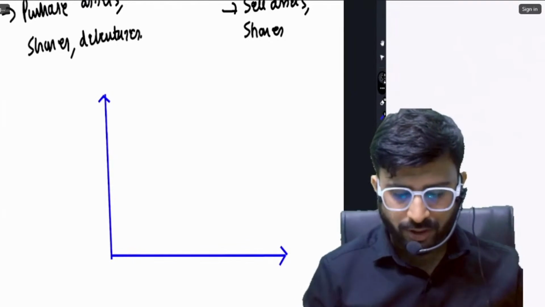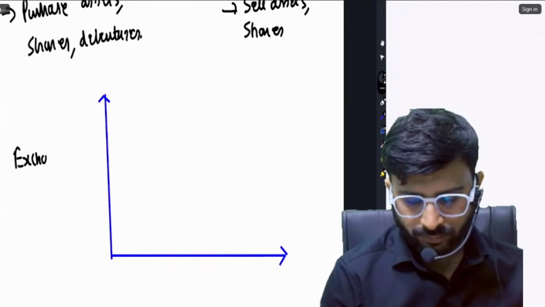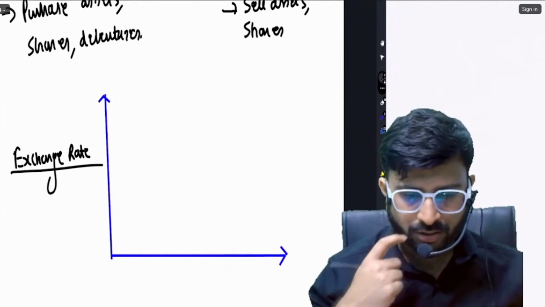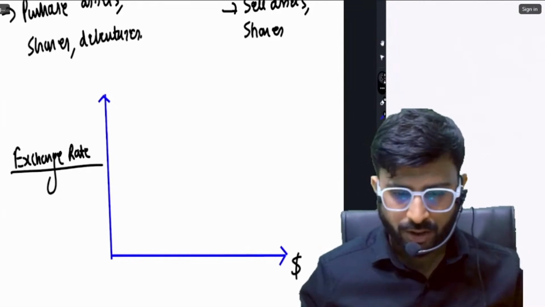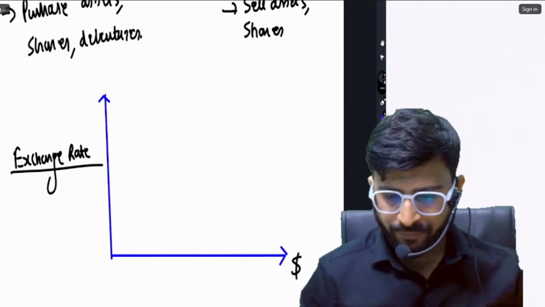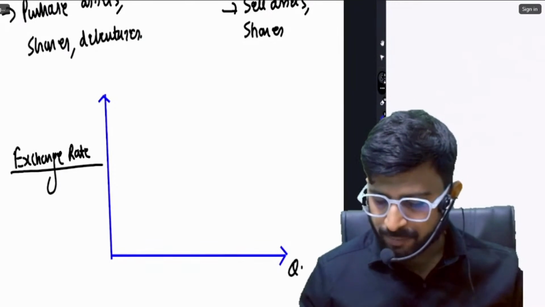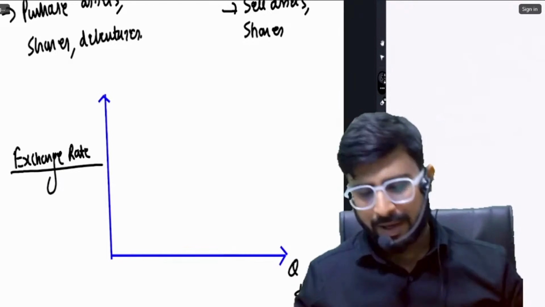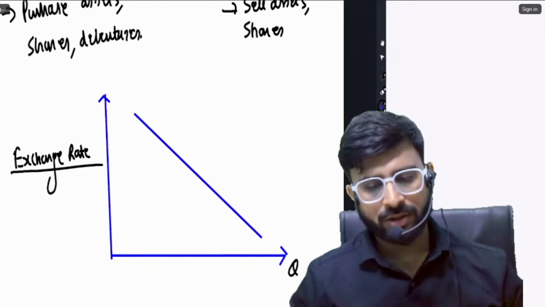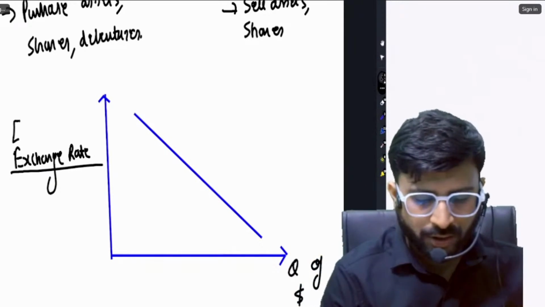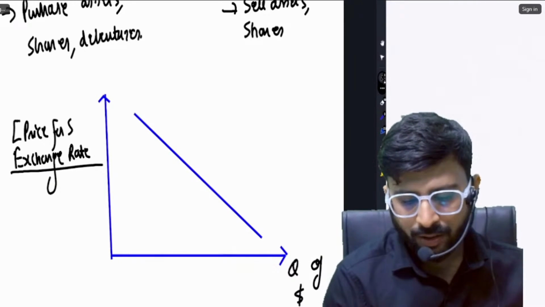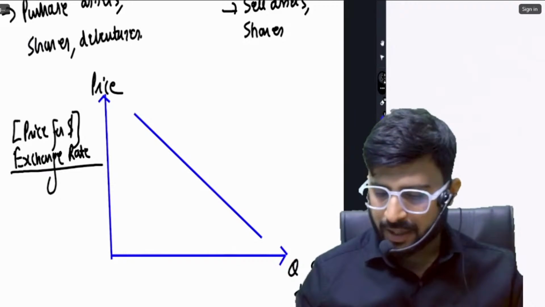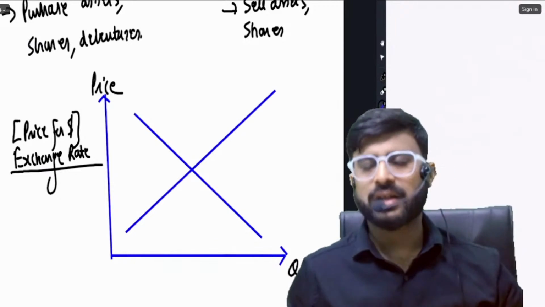So, friends, here is the exchange rate, this is dollar. Pay attention, everyone. Now, quantity of dollar demanded or supplied, whatever it is. Now, this is the demand for dollar. Exchange rate is basically the price for dollars. So this is the price axis, that is the quantity axis. This is demand, this is the supply curve.